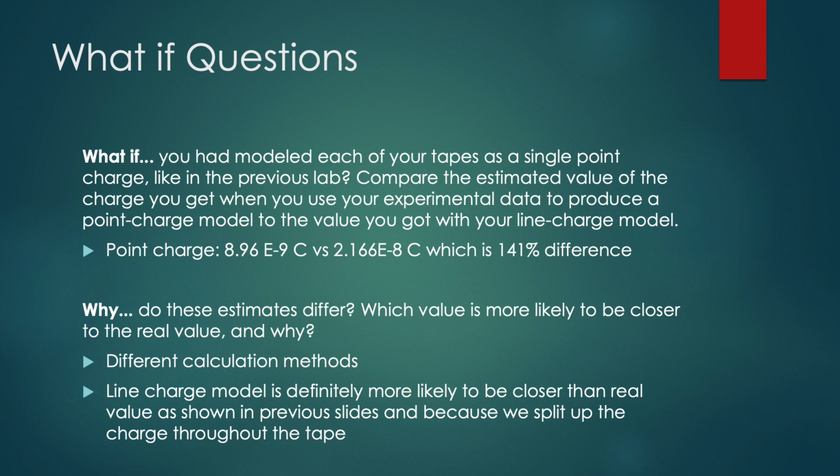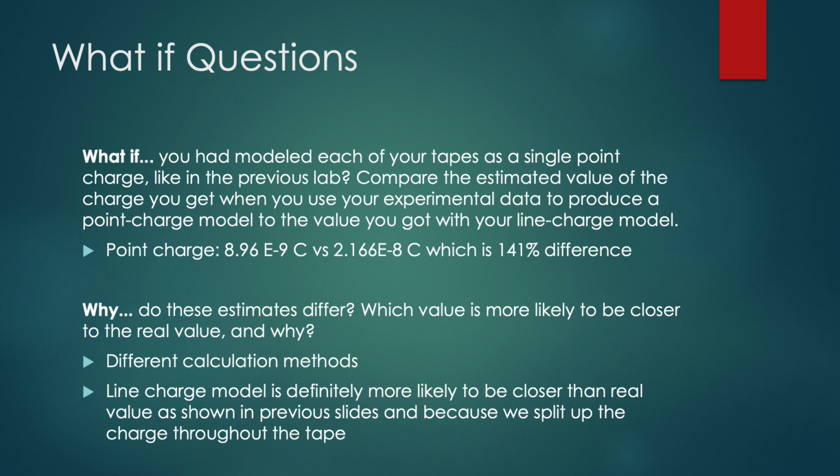And now to answer my what-if questions. For the point charge, I had a Q value of 8.96 times 10 to the negative 9 coulombs from lab 1. And then as I just discussed, we had a Q value of 2.166 times 10 to the negative 8 coulombs in this lab, which is a 141% difference, which is very significant, showing that there is a big difference in these two labs.